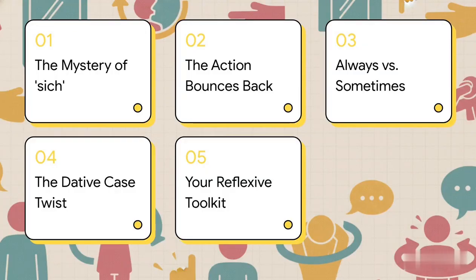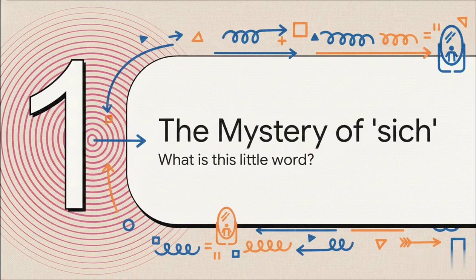Okay, so here's the game plan. First, we'll tackle the mystery of sich head-on. Then we'll look at how it makes an action bounce back. We'll get into verbs that always use it versus those that only sometimes do. We'll even untangle that tricky dative case twist, and to wrap it all up, we'll give you a super simple toolkit so you can get it right every single time. All right, let's dive right in.